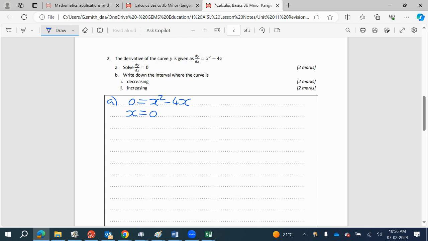You've got to find the other solution. You can see it's a quadratic. You should know it has 2 solutions. And then you should go look for the other solution. The other solution is going to be x equals 4.